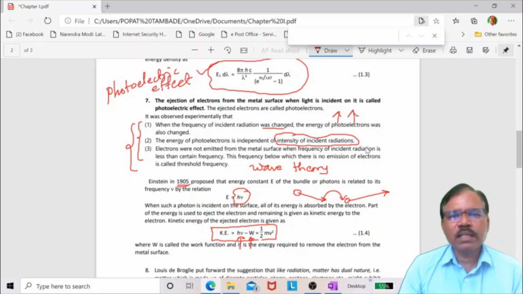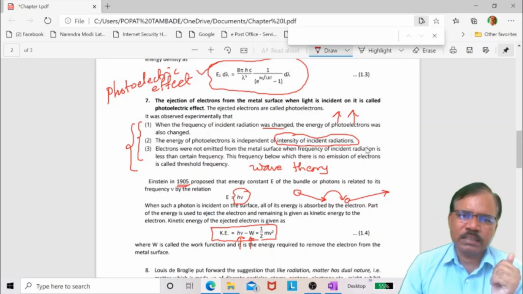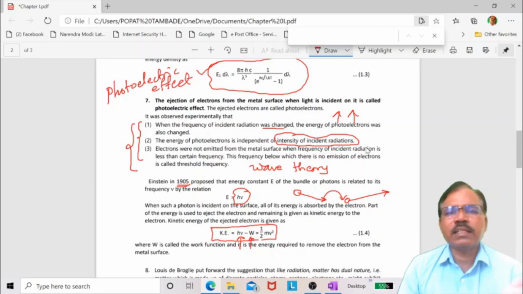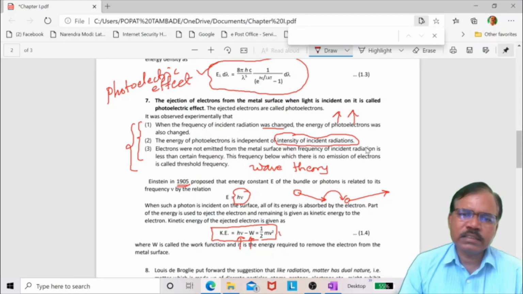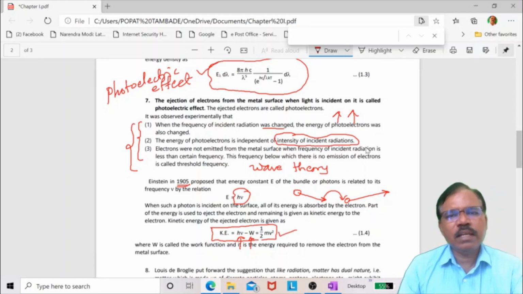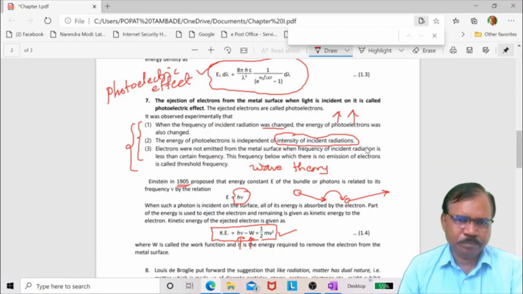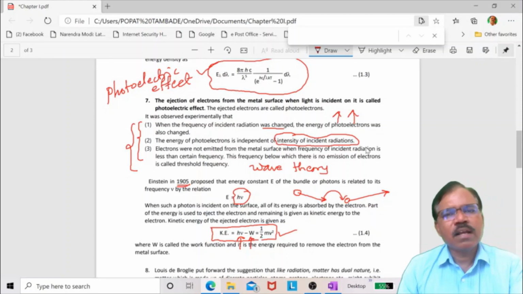So when total energy is transferred to the electron, w is used for the electron to come out from the metal surface, that is the work function, and the remaining energy is with the electron, and that goes as kinetic energy of the electron. And this equation is completely able to explain the photoelectric effect. So in order to explain photoelectric effect, Einstein took into account the particle nature of light.